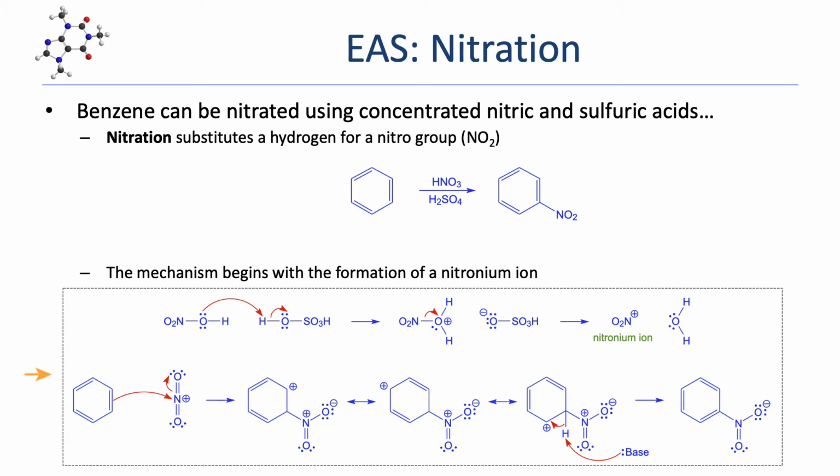part of the mechanism. In the first EAS step, benzene acts as a nucleophile, attacking the electron-deficient nitrogen atom of the nitronium ion, and forcing one of the nitrogen-oxygen pi bonds to break. The resulting resonance-stabilized carbocation is then deprotonated, forming a new carbon-carbon pi bond and re-establishing aromaticity.